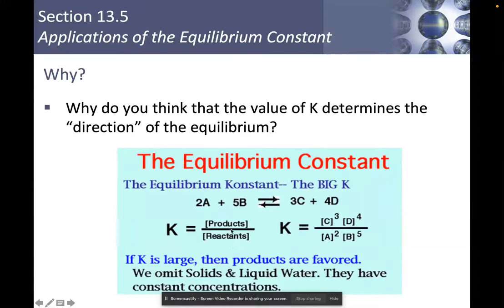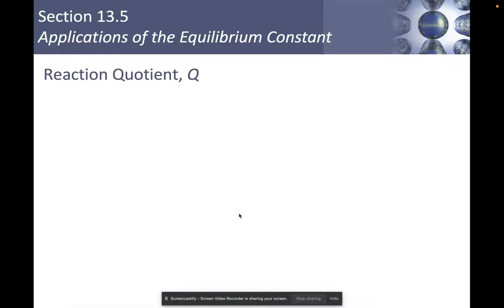And yes, we ignore solids and liquids though. So remember, this only applies to gases and aqueous solutions. So you could have crazy amounts of solid and liquid, but the equilibrium constant doesn't depend on those. It only depends on the gases and the aqueous solutions.